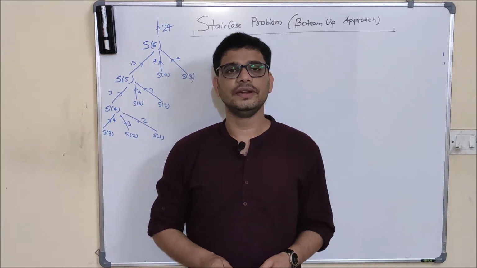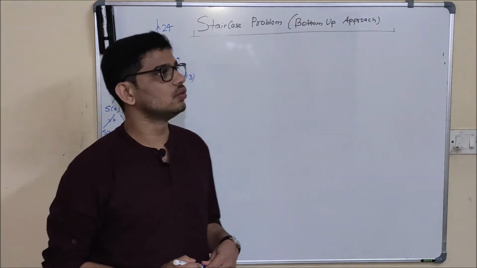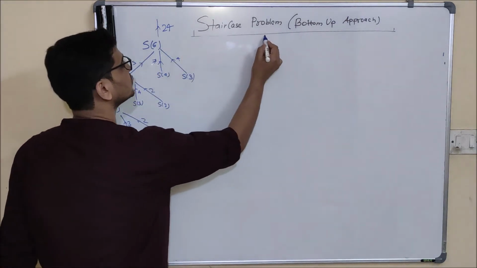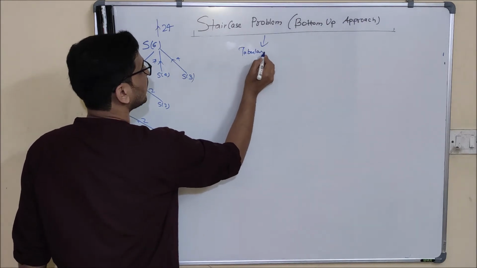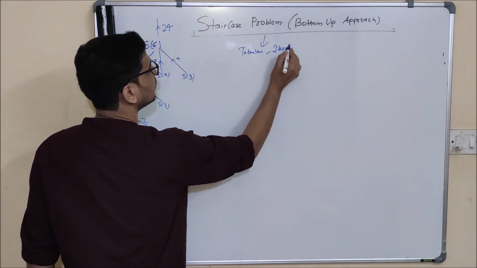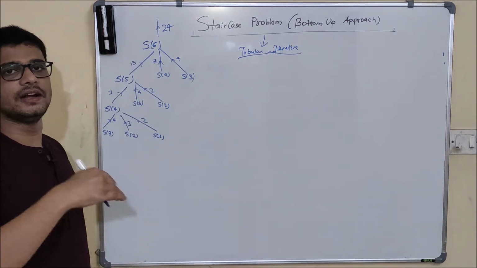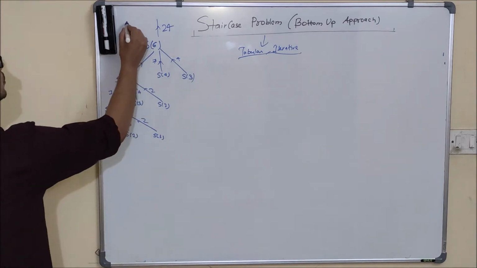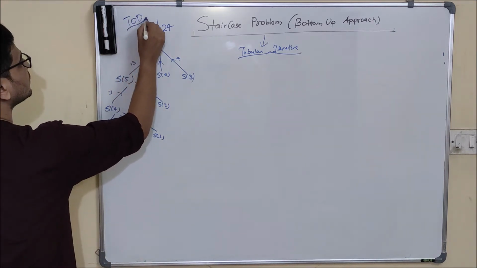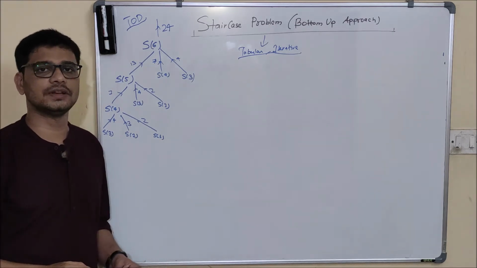Hello friends. So in today's video we are going to see the bottom up approach for the staircase problem. If you remember from my last videos, the bottom up approach is a tabular method, and we write an iterative code which is going to fill our table from the bottom and reach the top. And here we have the top down tree for a staircase problem when we have a staircase of 6 steps.